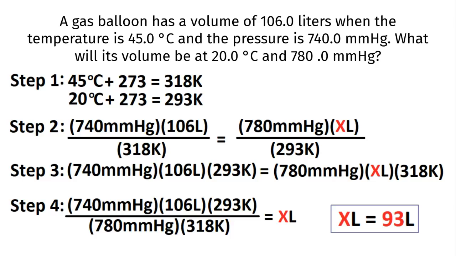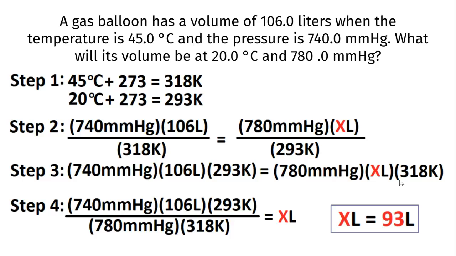P2 being 780 mmHg, we don't know V2, so we're going to put an X there, over T2, which is 293 K. Just like before, since we have fractions, we have to cross multiply. That means we're multiplying 240 times 106 times 293, and that gets us the left side of the equal sign, equals 780 times x times 318, and that gives us the right side of the equal sign.